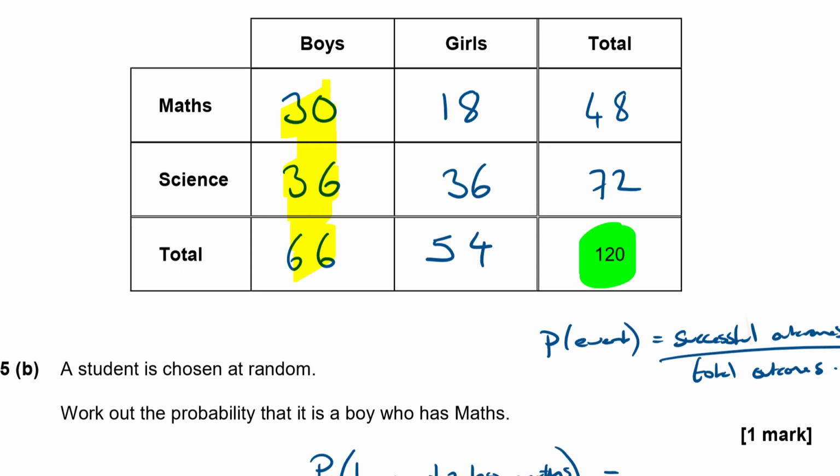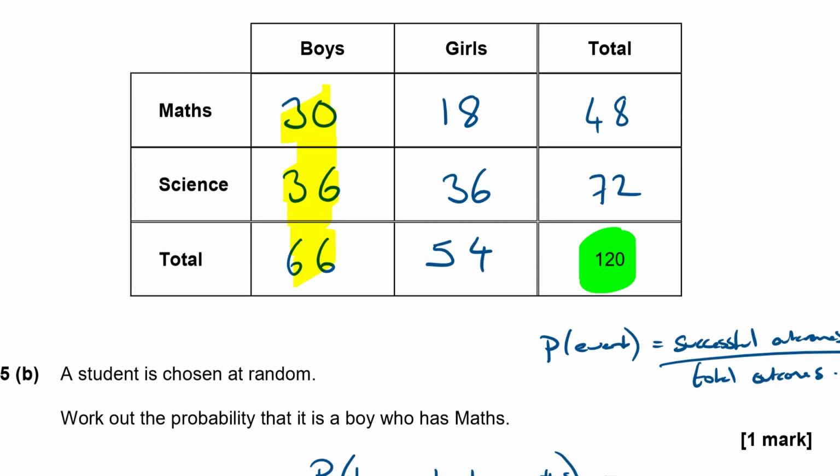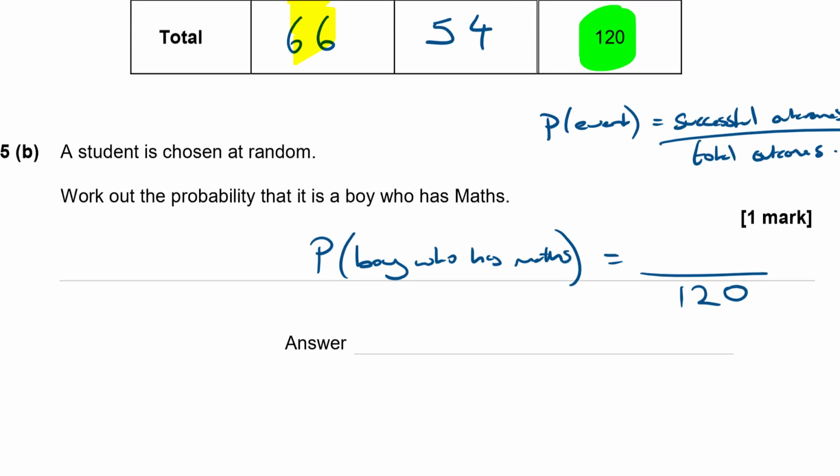Now, from the table, how many boys like maths? It's that one there, isn't it? Boys who like maths or have maths is 30. So I'm going to write that on the top, 30 out of 120. Now I can see pretty immediately that they're going to cancel. 3 out of 12 is the same thing as 1 out of 4.